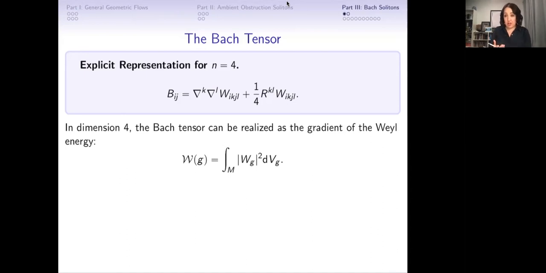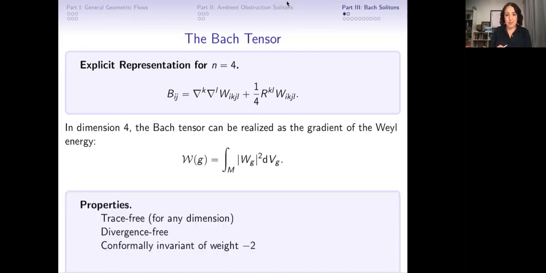Just like the ambient obstruction tensor, we said, what if we look at some of the properties? One property of the Bach tensor is that it is trace-free, and that actually holds in any dimension, not just in dimension 4. But focusing on dimension 4 again, I see that the Bach tensor is divergence-free, and it's conformally nice. I defined this in part 2, so I won't bother redefining it again. It's got some conformal niceness.